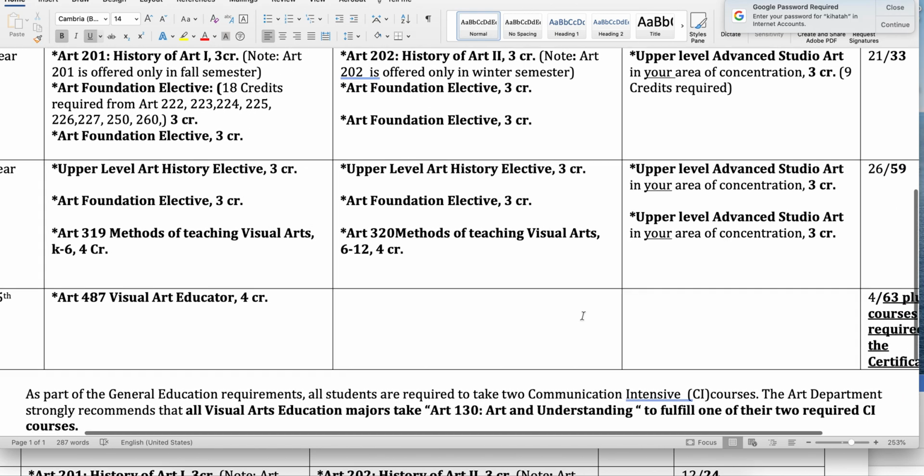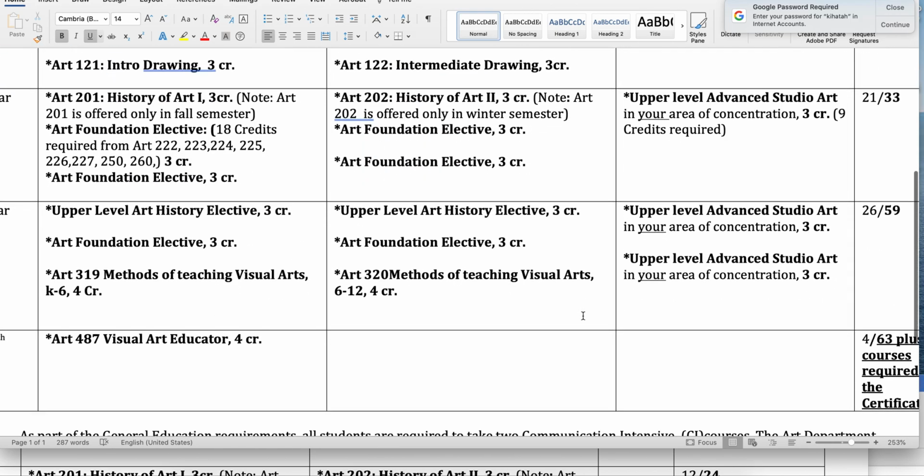Then one very important element of this visual art education major is these 3 courses: 319, 320, and 487. These courses are required by the state of Michigan. They are about art methods, or the method of teaching art. We offer them only as independent study. We don't offer them as regular courses because there aren't enough students. It used to be 10, 15 students per class, but it's reduced, as some of you may know.